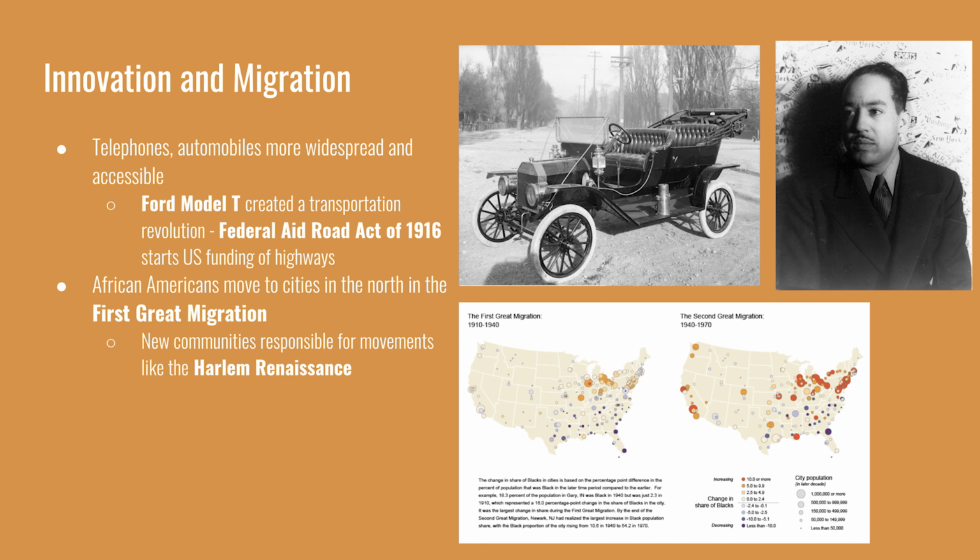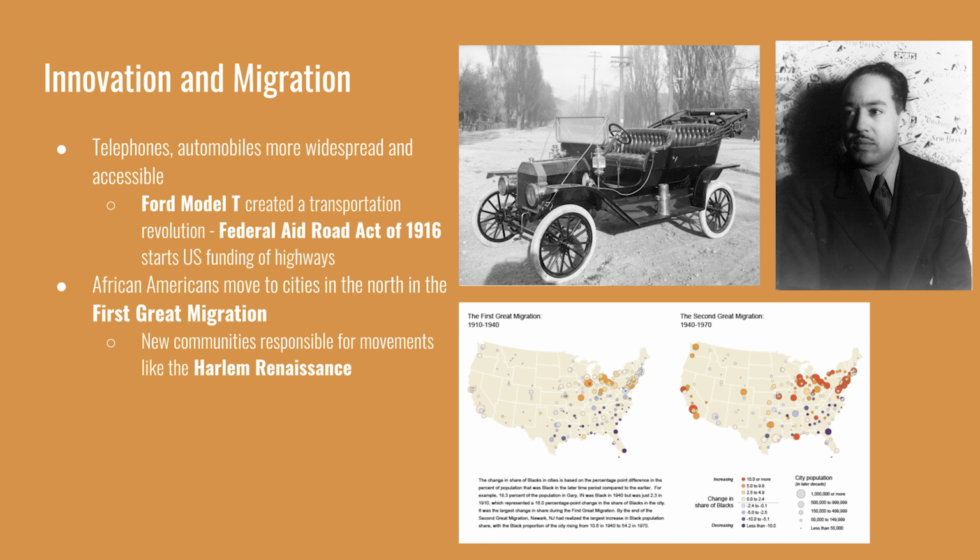The largest internal migration pattern in this period is the First Great Migration, in which African Americans moved to cities in the North to escape poor economic opportunities and discrimination in the South. The migration was fueled by the First World War, when northern factories looked to replace workers who had gone off to war. The concentration of African Americans in condensed city neighborhoods create new communities that lead to new cultural movements. The Harlem Renaissance was one such movement that came out of the Harlem neighborhood of New York City.